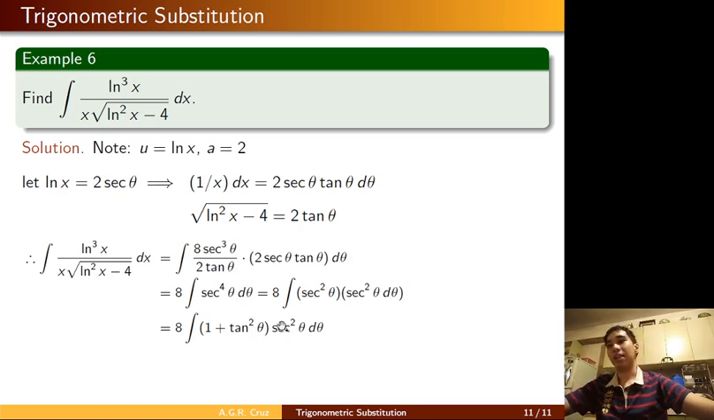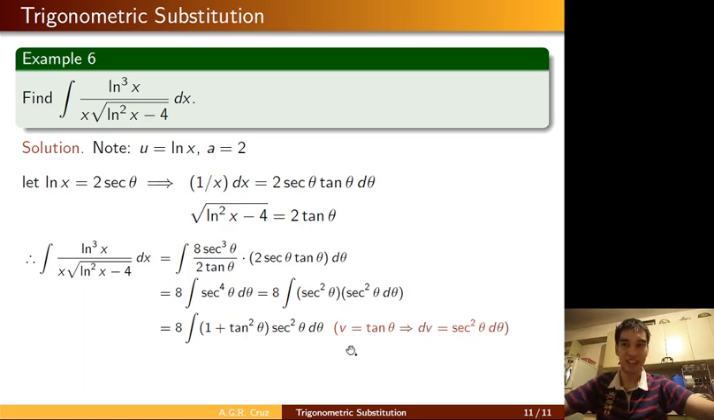Okay? Tapos for this one, let's introduce a substitution. Let's let v be equal to tangent theta. If your v is tangent theta, what is dv? Your dv ngayon is now secant squared theta d theta. So kaya tayo nag-split off ng secant squared theta d theta, no? Para kapag nag-v substitution tayo, meron tayong dv na mailalabas. Okay? So we can express all of this now in terms of v.